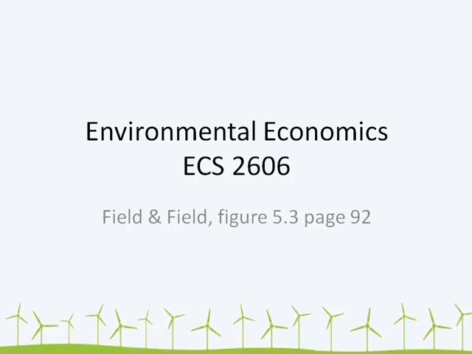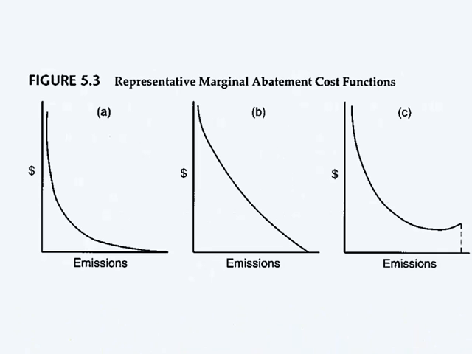We're looking at figure 5.3 on page 92 of your textbook. This figure gives us three different types of marginal abatement cost functions.